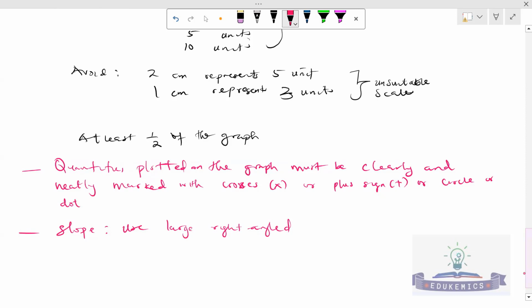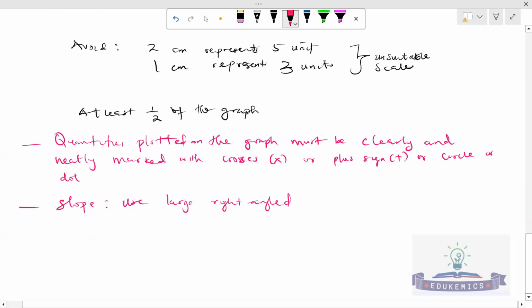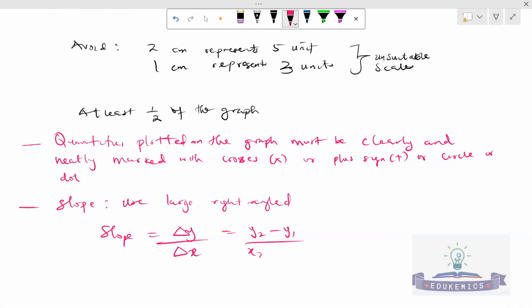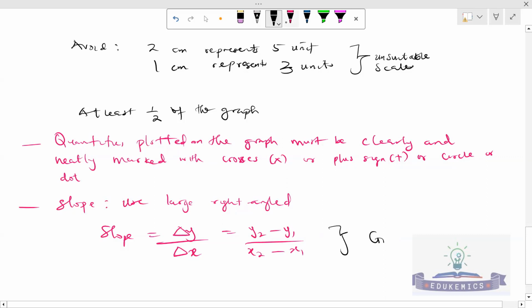So your slope is given by the formula: slope is change in y over change in x, which is y2 minus y1 over x2 minus x1. And another name for slope is the gradient. So take note.